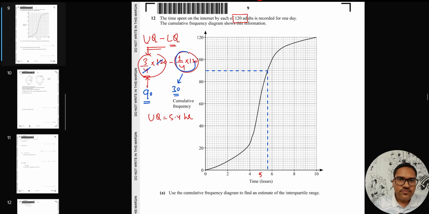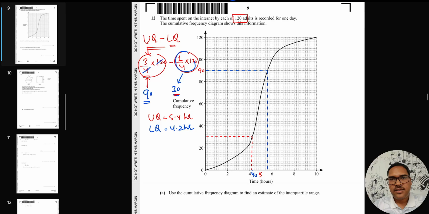Correct? Now, what is for the lower quartile? Cumulative frequency corresponding to 30. So you can see 30 will be somewhere here. You can read the graph. You can see this is the value, which is 4.2. You have to just read the graph. So what is the lower quartile? This is 4.2 hours. Correct.